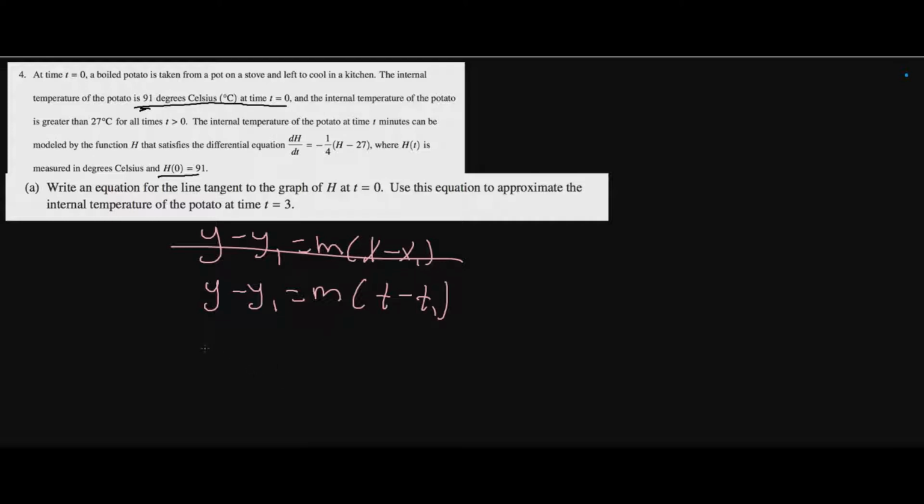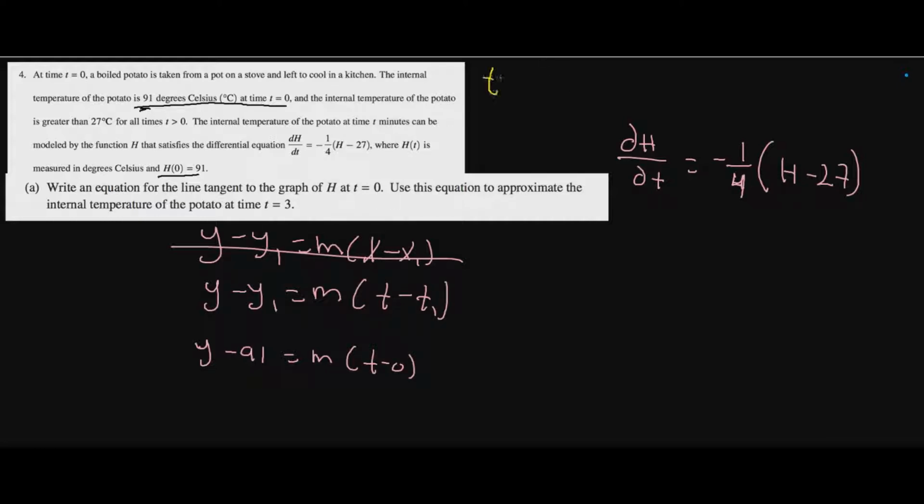It's kind of generic, so that's why it's nice to keep that into account. And the good news is we already know at t equals 0 the temperature is 91, so this is y minus 91 is equal to m times t minus 0. All we have to find is m. Well, we're already given this expression here. Usually we need to plug in our x value, take the derivative, plug in our x value, and that'll give us a slope. Well, they don't give us the t anywhere here, and that's okay because we do know when t equals 0, h equals 91. So we just need to plug in 91 into there, so negative 1/4 times 91 minus 27, and then we are in business.